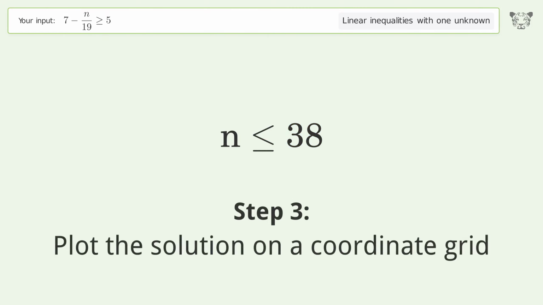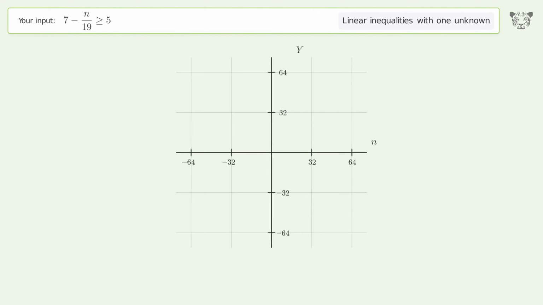Plot the solution on a coordinate grid. And so the final result is n equal or smaller than 38.